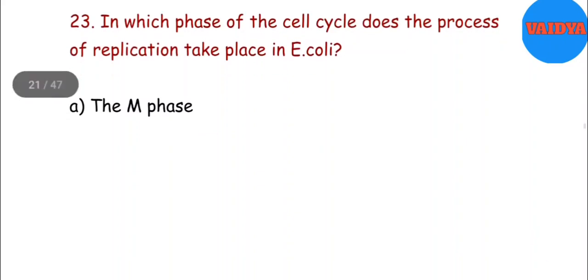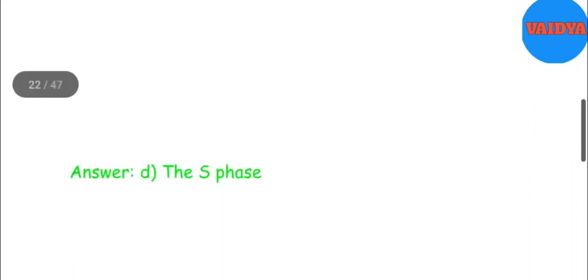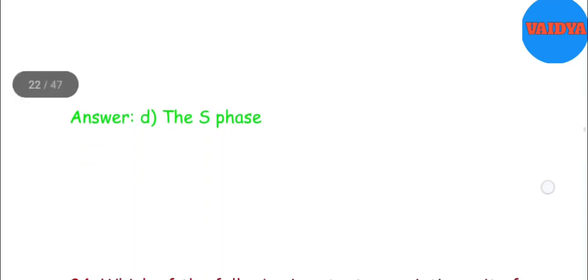23. In which phase of the cell cycle does the process of replication take place in E. coli? A. The M phase. B. The G1 phase. C. The G2 phase. D. The S phase. Answer. D. The S phase.